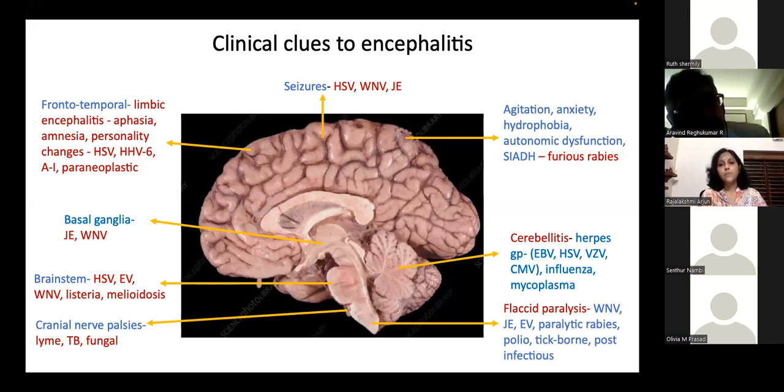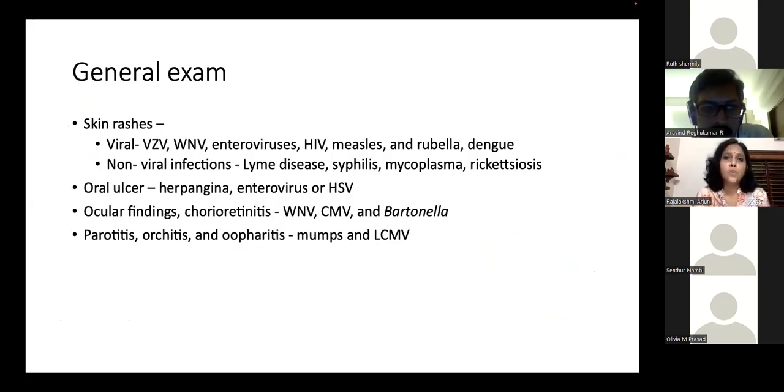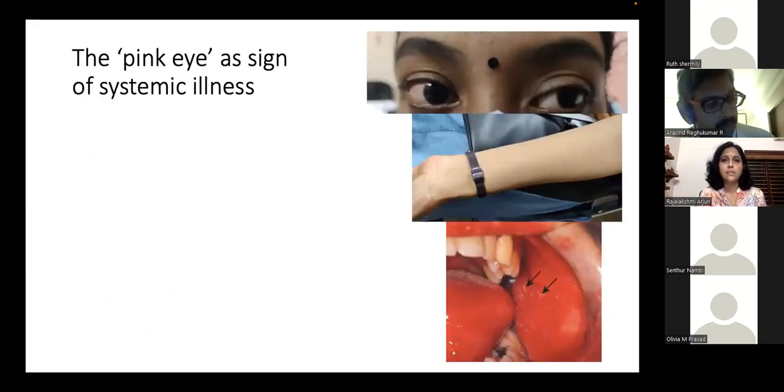But if you can find that such a symptom and sign is there in the patient, and then club it with the other history and the systemic findings that you have, probably you will get a clue towards a diagnosis which you can later confirm. So in the general examination, what are the clues that you should look for? Skin rashes, which can be present in many viral infections and some non-viral infections, including rickettsiosis. Oral ulcers will give a clue to herpangina, enterovirus, or HSV. Ocular findings may give a clue to CMV or West Nile. Parotitis, orchitis, and nephritis may suggest mumps or lymphocytic choriomeningitis.